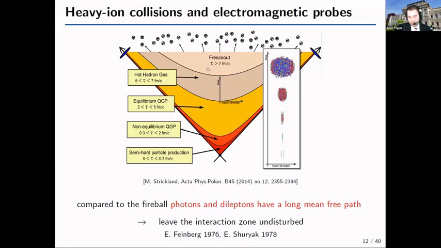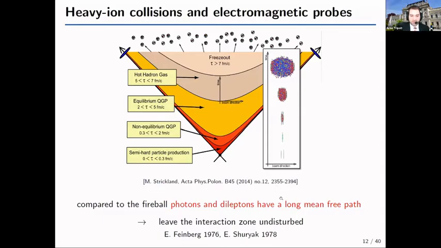So in order to learn about the different phases, in particular about the equilibrium QGP phase and the hot hadron gas phase, it turns out that electromagnetic particles like photons and dileptons, which are produced throughout the collision process, are of particular importance since they don't interact strongly with the medium and therefore have a long mean-free path and can carry information on the properties of the various phases and of the particles from which they originate to the detector.